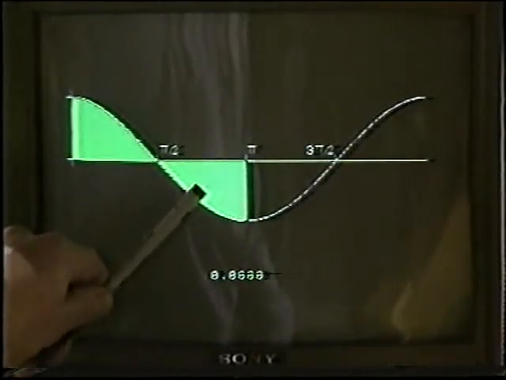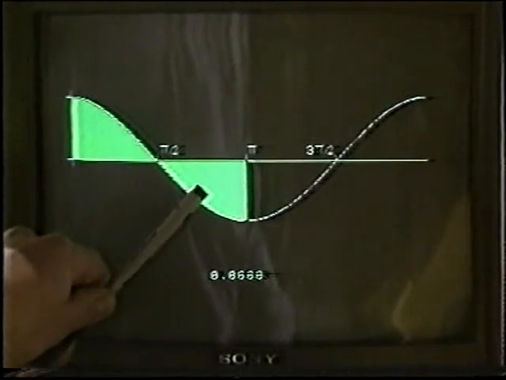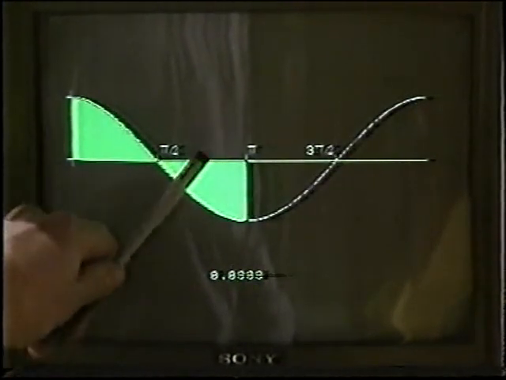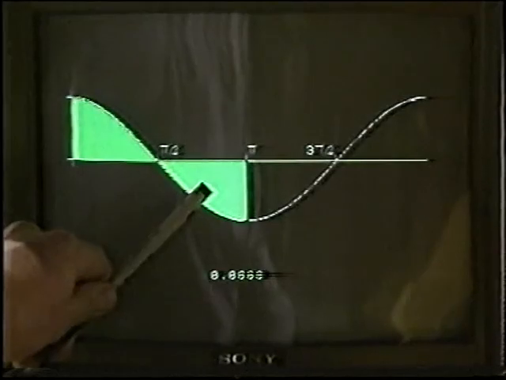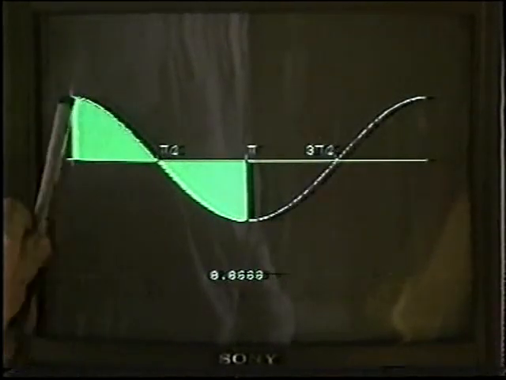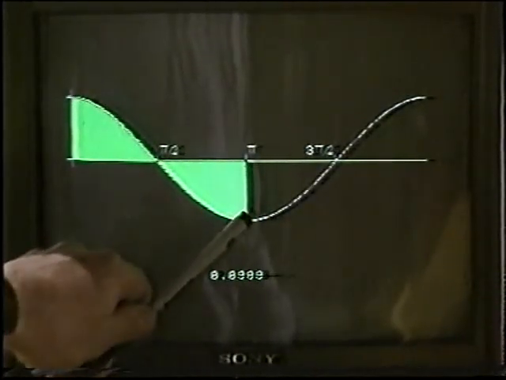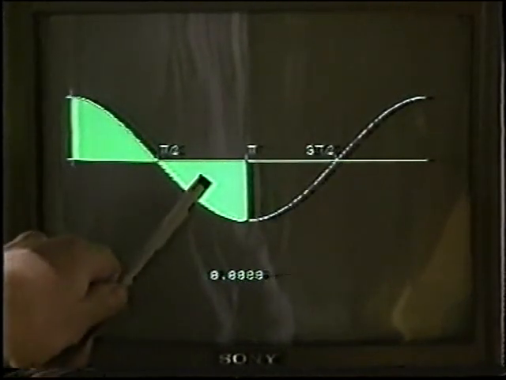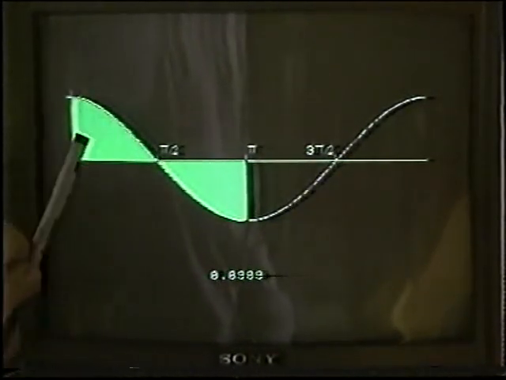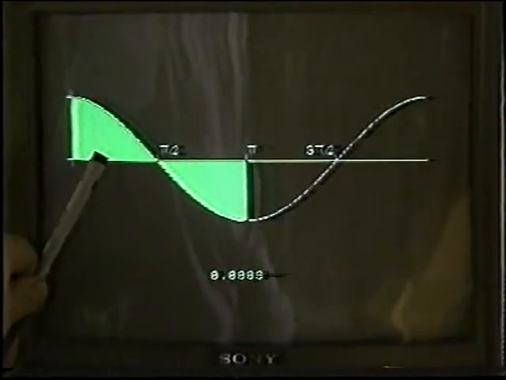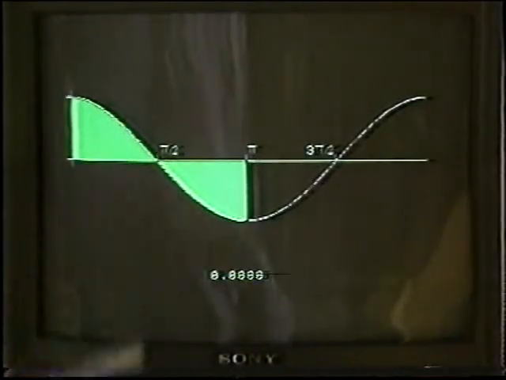Whereas here, each value of cos is negative. So the contributions of function value times subinterval width must also be negative. And because of the symmetry of this curve, in the limit, the contribution to the integral from this bit has to be minus the contribution from this bit. They cancel each other out, and the result is 0.